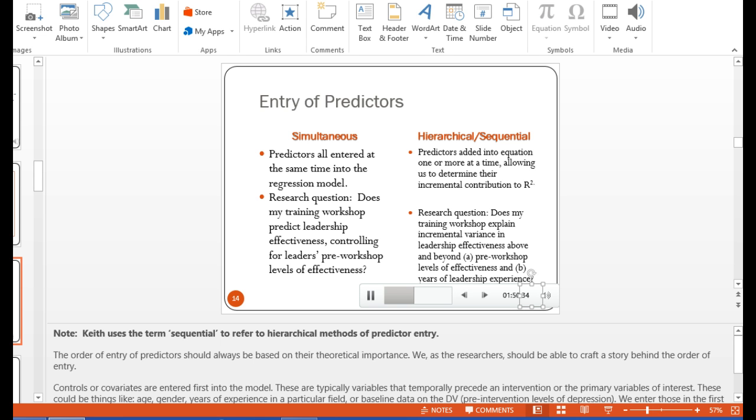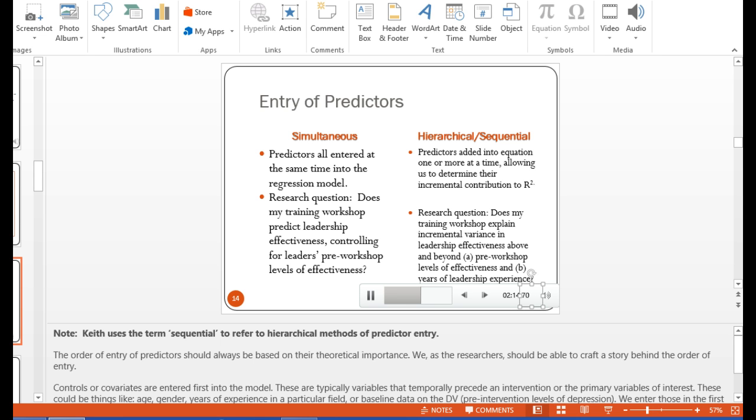The first one would be pre-workshop levels, as we had before. And then maybe we want to add years of leadership experience, or gender for whatever reason if we think that's going to matter. So we would put all of these controls in block 1, and we would put the intervention in block 2. So there's a special causal priority or sequencing that's important with hierarchical regression.